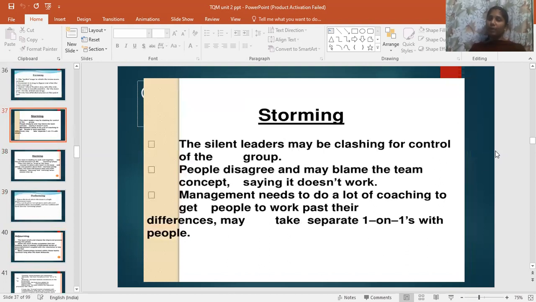Then after forming, once the formation is completed, the next stage is storming. Here the silent leaders may be clashing for control of the group. People disagree and may blame the team concept, saying it does not work. Management needs to do a lot of coaching to get people to work together. So the storming stage is the one where people will have small conflicts and clashes over their activities.